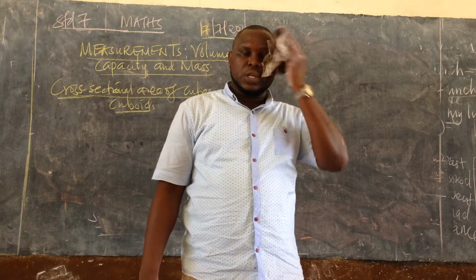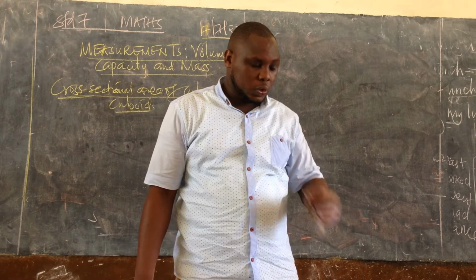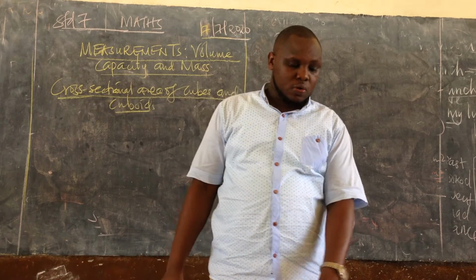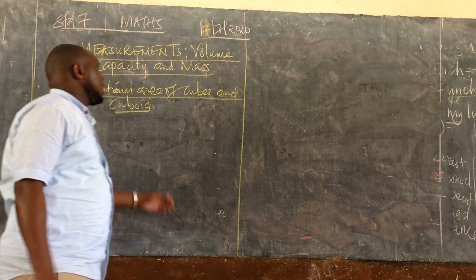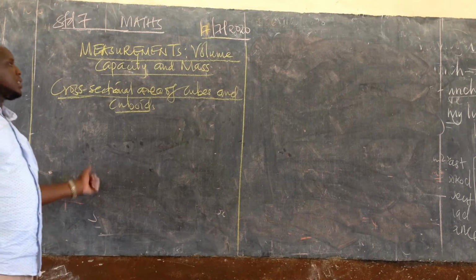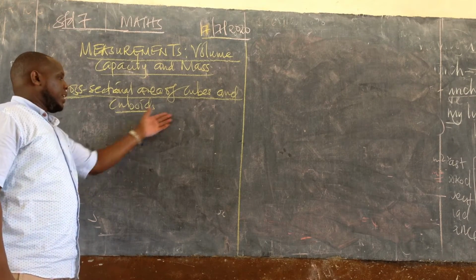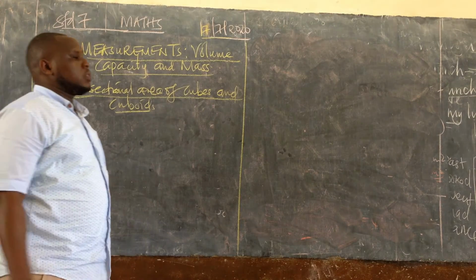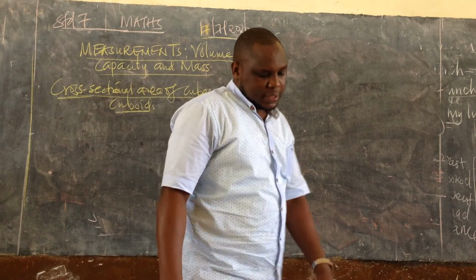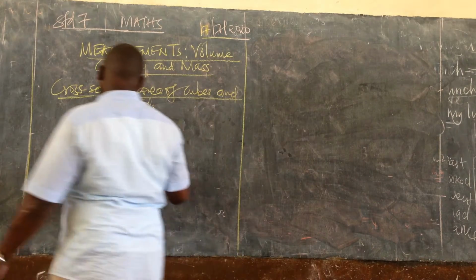Our math lesson today is going to be the cross-sectional area of cubes and cuboids. Our main topic is going to be measurements. That is, we are going to deal with volume, capacity, and mass. By the end of this lesson, we'll have dealt with volume, capacity, and mass. But you need to begin by knowing the cross-sectional area.